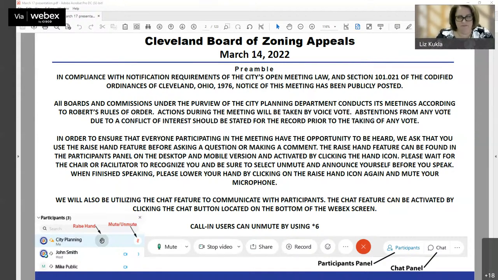In order to ensure that everyone participating in the meeting has the opportunity to be heard, we ask that you use the raise hand feature before asking a question or making a comment. The raise hand feature can be found in the participants panel on the desktop and mobile version and activated by clicking the hand icon. Please wait for the chair or facilitator to recognize you and be sure to select unmute and announce yourself before you speak. When finished speaking, please lower your hand by clicking on the raise hand icon again and mute your microphone. We will also be utilizing the chat feature to communicate with participants. The chat feature can be activated by clicking the chat button located on the bottom of the WebEx screen. Please note that call-in users can unmute by using star 6.